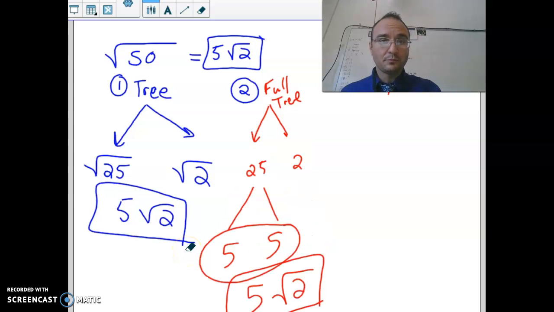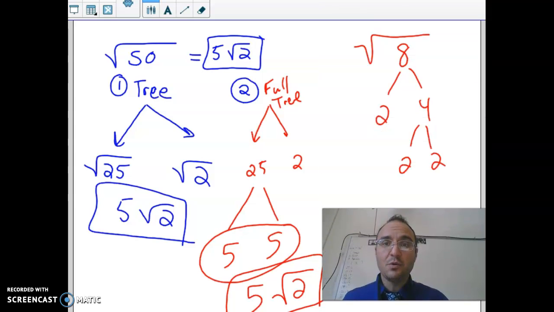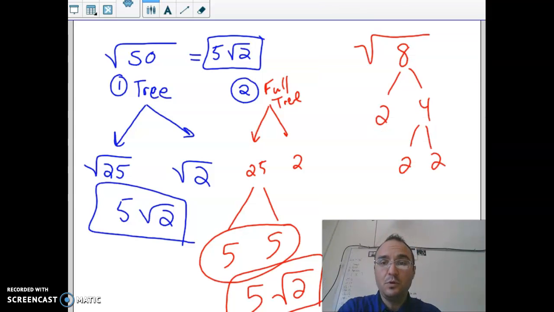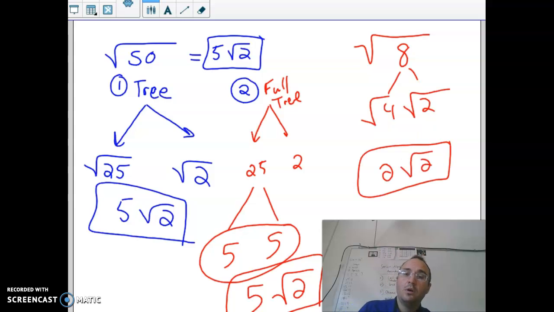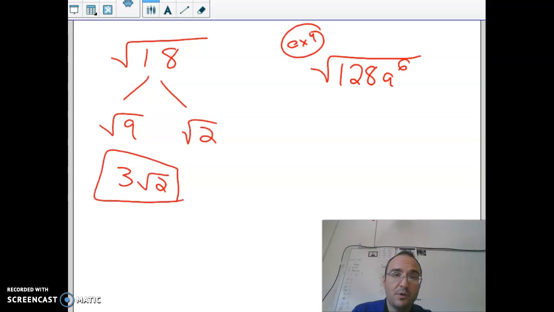So let's do square root of 8. Square root of 8 becomes 2 square root of 2, or square root of 4 times square root of 2. 2 radical 2 is the answer. Square root of 18 becomes square root of 9 times 2, or 3 square root of 2.